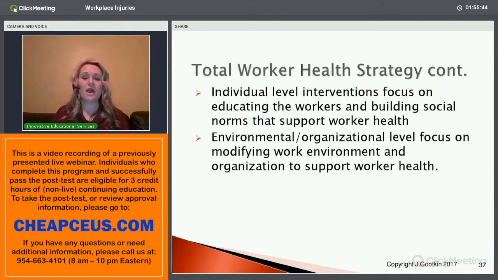So this total worker health strategy that is being promoted has many ways that it's implemented in different organizations, and it really changes the work climate for the individual. So it has an opportunity to tackle not only the physical stressors, but maybe some of those psychological and other stressors for the individual. It's going to cost the organizations money, but the idea is in the long term, it's going to save them money.